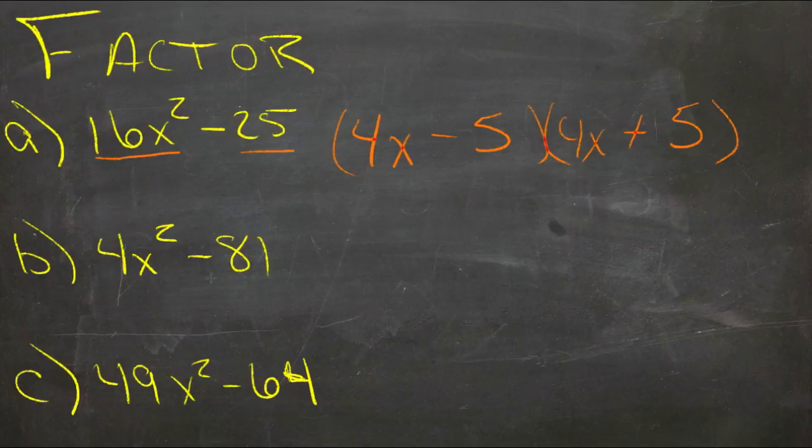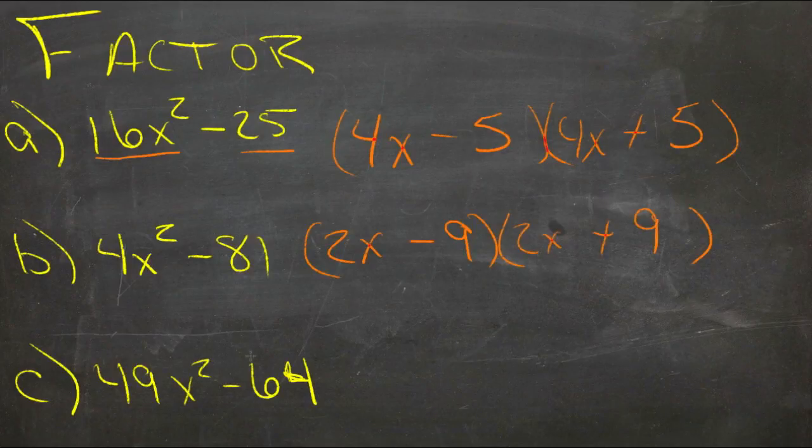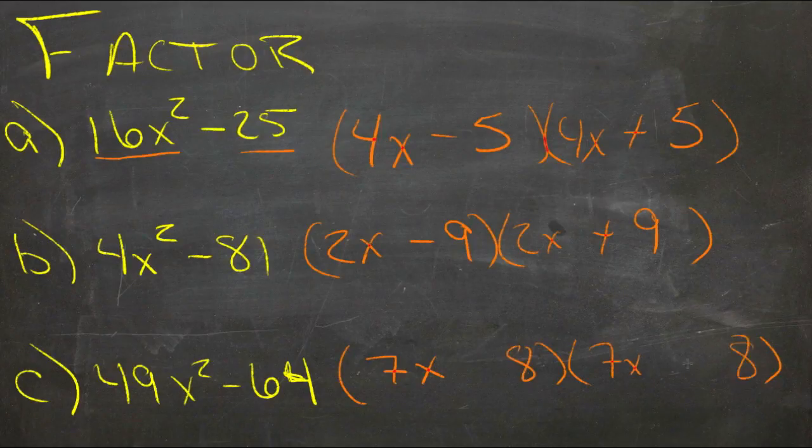No problem. The square root of 4x squared is 2x. The square root of 81 is 9. So we get 2x and 9, and we get 2x and 9, positive, negative. And then finally, the square root of 49x squared is 7x, twice, 7x. And the square root of 64 is 8, twice, positive, negative. All done.